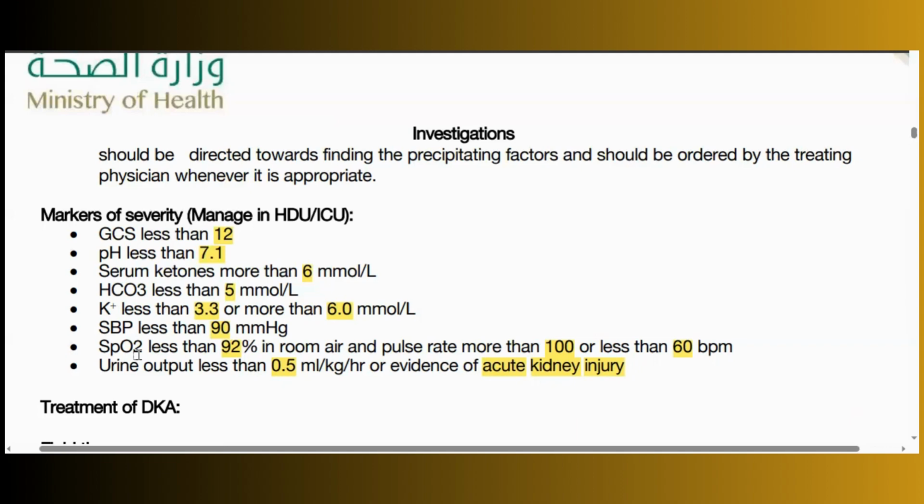Oxygen saturation in room air is less than 92, and the pulse rate more than 100 or less than 60. Urine output less than 0.5 ml per kg per hour, or evidence of acute kidney injury.